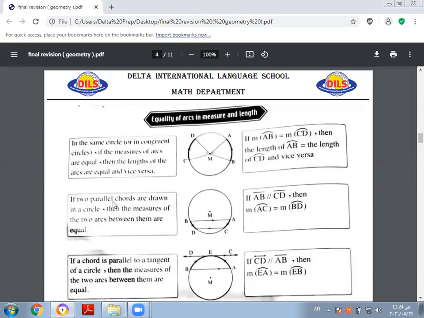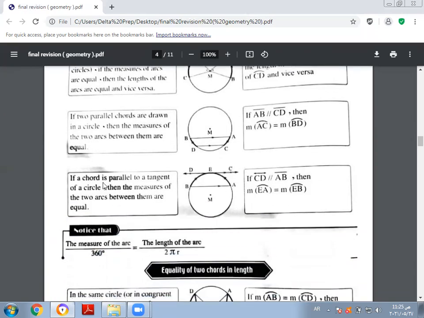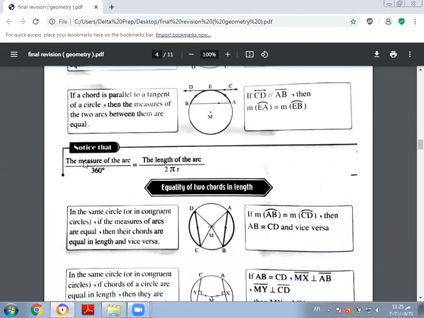If two parallel chords are drawn in the circle, then the measures of the two arcs between them are equal. If AB and CD are parallel, then measure arc AC equals measure arc BD. If a chord is parallel to a tangent of a circle, then the measures of the two arcs between them are equal. If CD is parallel to AB, then measure arc EA equals measure of arc EB.